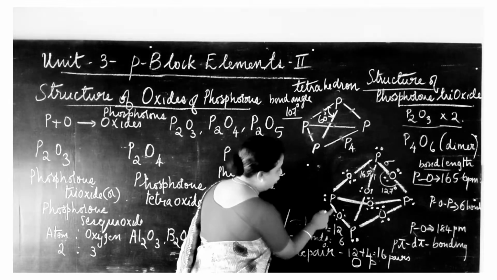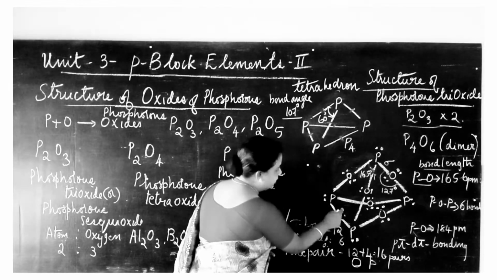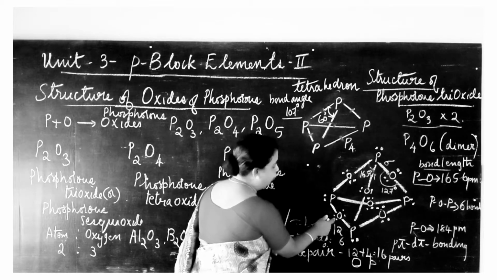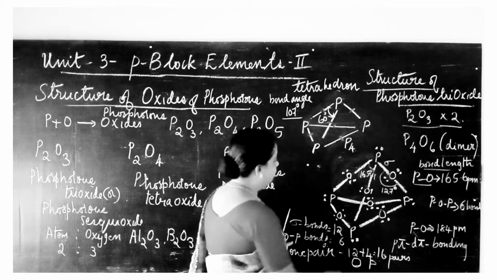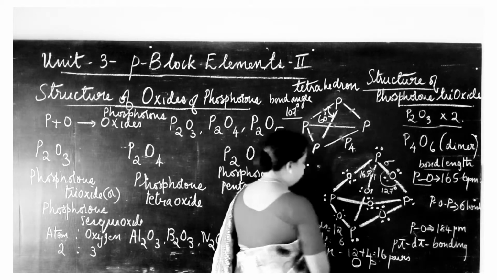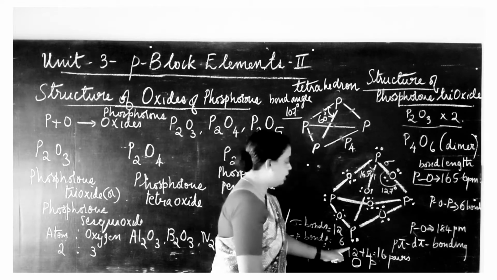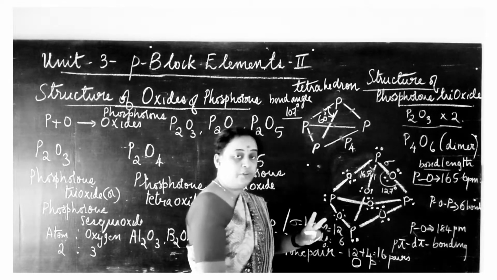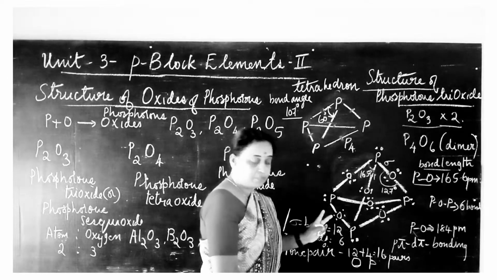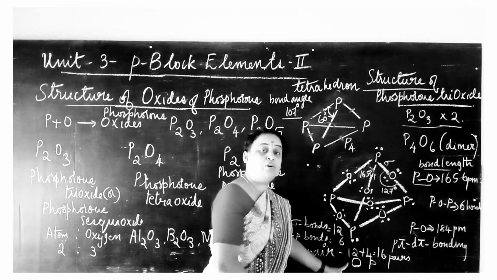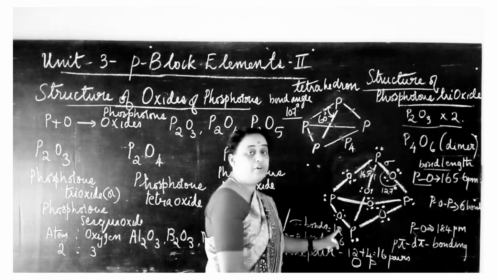Likewise here also 2 bond pairs and 2 lone pairs, so 4 electrons are lone pairs. Likewise there are 6 oxygen atoms, each oxygen atom having 2 lone pairs. So 12 lone pairs are there in the case of oxygen.